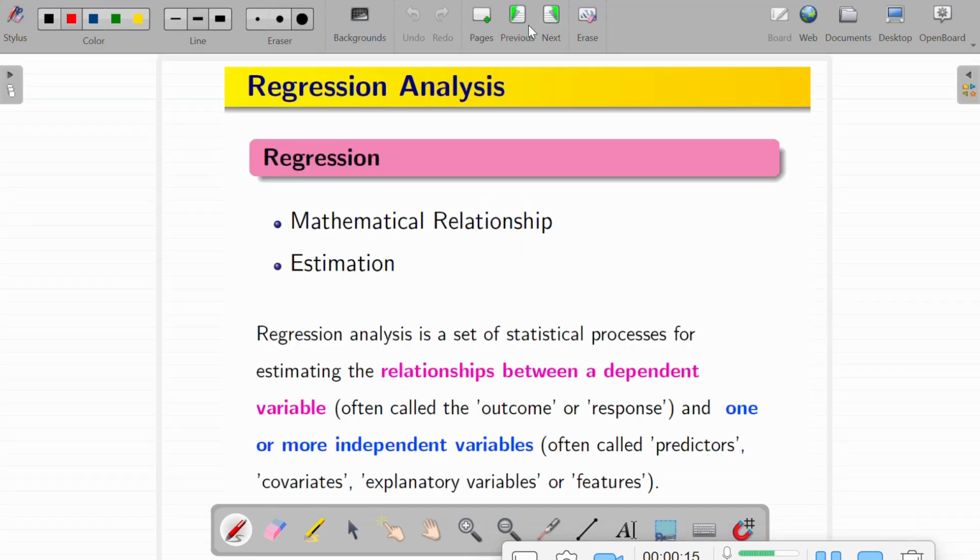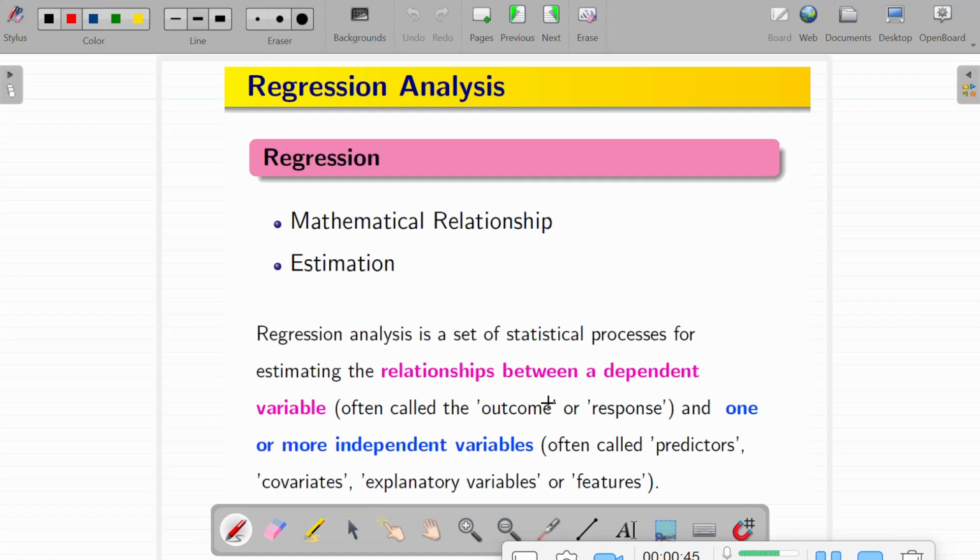So regression is nothing but a statistical process for estimating a relationship between dependent variables. Sometimes it is also called an outcome or response. If it is one or more independent variables, they are often called predictors, covariates, explanatory variables, or features. Regression is the estimation of a mathematical relationship between the variables.